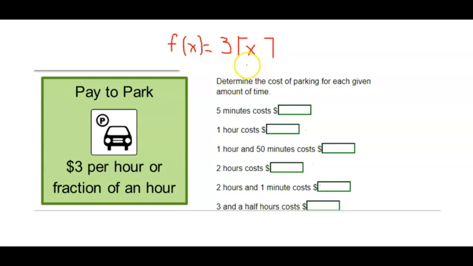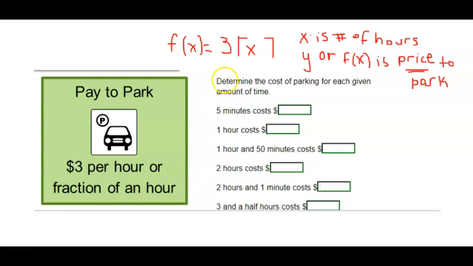Basically, if I park for, say, half an hour or 0.5, x is my number of hours, okay? And y is going to be the amount of money that I pay, okay? I can now determine the price it's going to be depending on the amount of time that I am going to park.